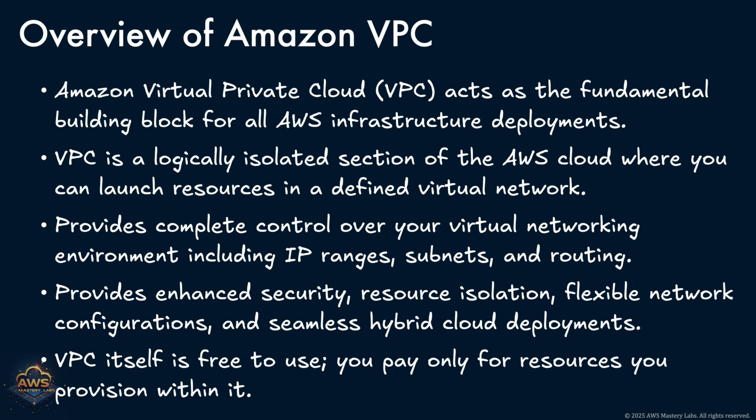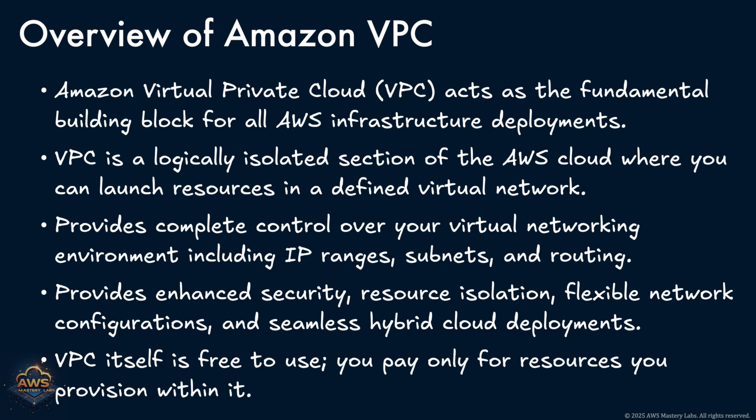A VPC is a logically isolated section of the AWS cloud that allows you to define and control a virtual network environment tailored to your application and business needs. It provides the framework within which you can launch AWS resources like EC2 instances, databases, containers, and more, all in a secure and customizable virtual network.